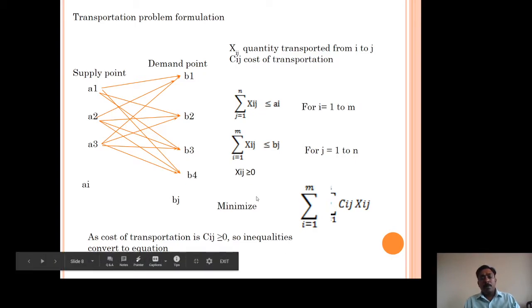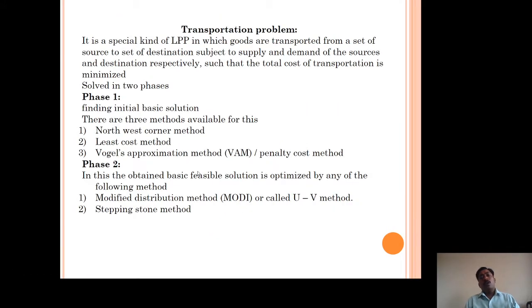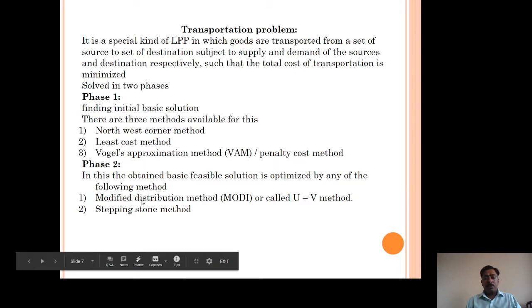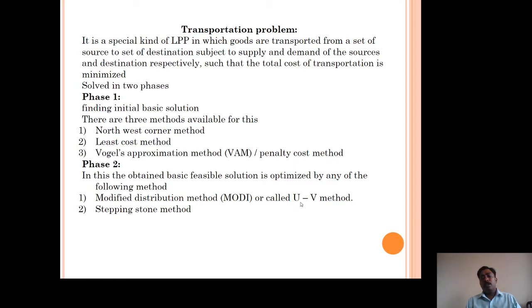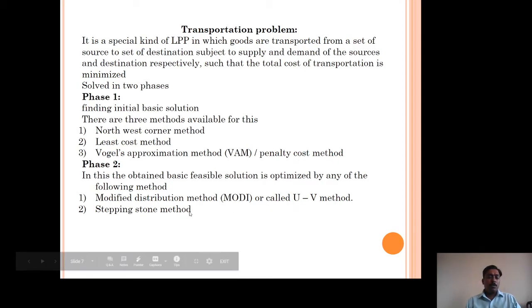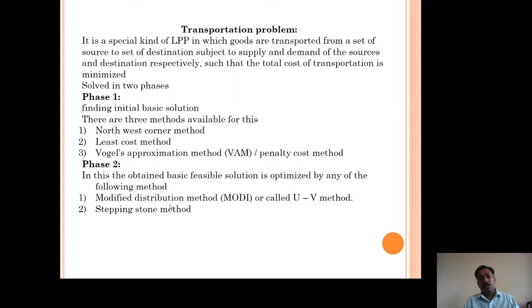We say it is a balanced problem when the summation of supply and the summation of demand are the same. How do we solve a transportation problem? There are different methods available for optimization. Mainly two methods are available for optimization, which we see in phase 2: the modified distribution method, also called MODI or the UV method, and the stepping stone method. Whereas we get the basic feasible solution by different methods like the northwest corner method, the least cost method, and Vogel's approximation method, which is also called the penalty cost method.